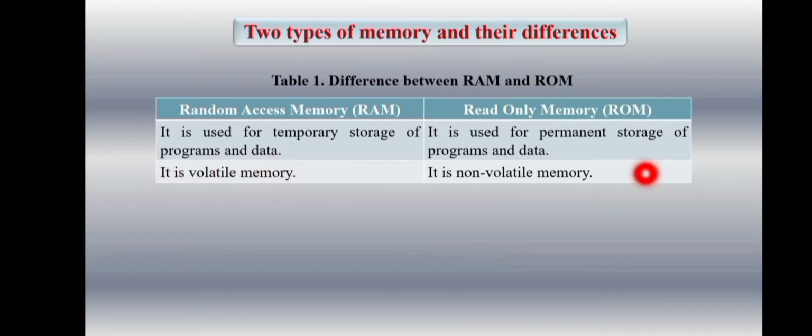ROM is used for permanent storage of programs and data. Here, data is not lost when the computer is turned off. ROM contains programs and information essential to operation of the computer. The information in ROM is permanent. That means it cannot be changed by the user and is not lost when the power is turned off. Therefore, it is called non-volatile memory.